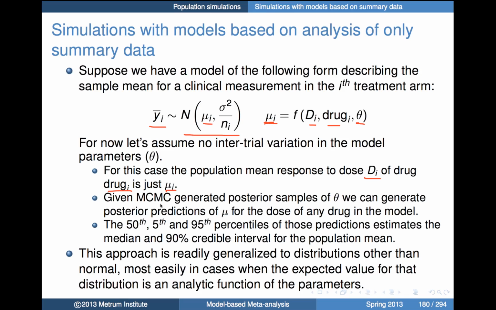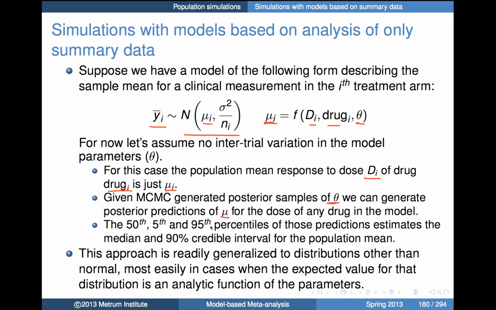And then once we have a set of MCMC generated posterior samples, or for that matter, posterior samples generated by any strategy, but in our case, we're using MCMC. So we've got our MCMC generated posterior samples of our parameters, theta. Given those, we can generate posterior predictions for our population mean mu for the dose of any drug in our particular model.